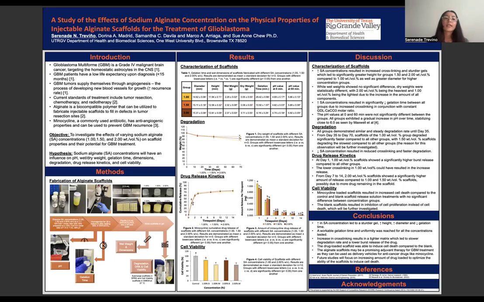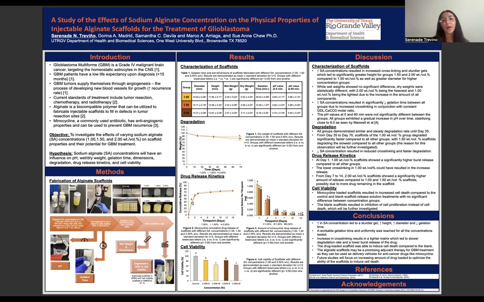Today, I will be presenting a study of the effects of sodium alginate concentration on the physical properties of injectable alginate scaffolds for the treatment of glioblastoma. Glioblastoma is a rare and aggressive form of brain cancer. It supplies itself through the process of angiogenesis, which is the formation of new blood vessels using pre-existing and healthy ones. The current standard of treatment is tumor resection, chemotherapy, and radiotherapy, but the high recurrence rate shows that there's still a need for an alternative treatment method.